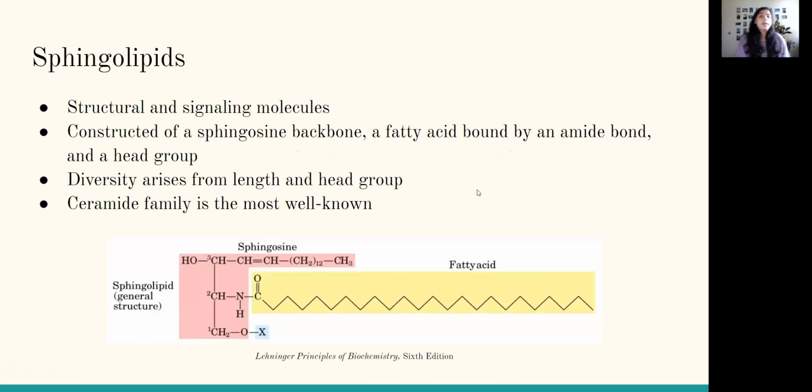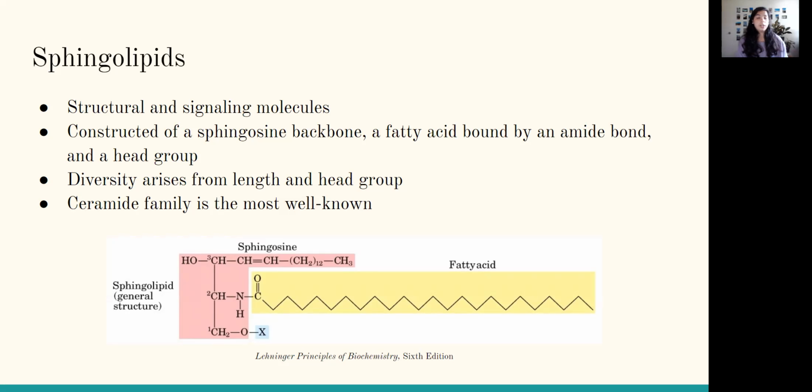So sphingolipids, I mentioned complex sphingolipid pathway in the title. What is a sphingolipid? So sphingolipids are structural and signaling molecules. They are used throughout the cell, anything from the cell membrane to really complex signaling cascades. And regulated cell death is no exception.